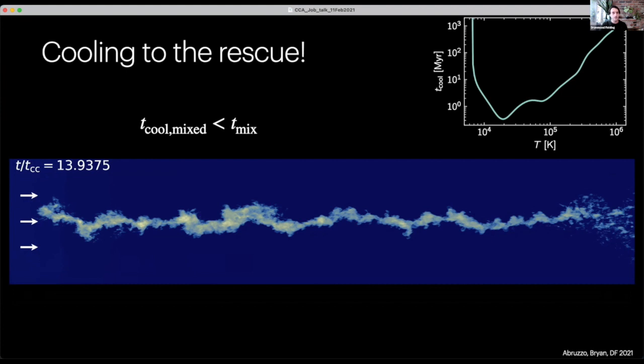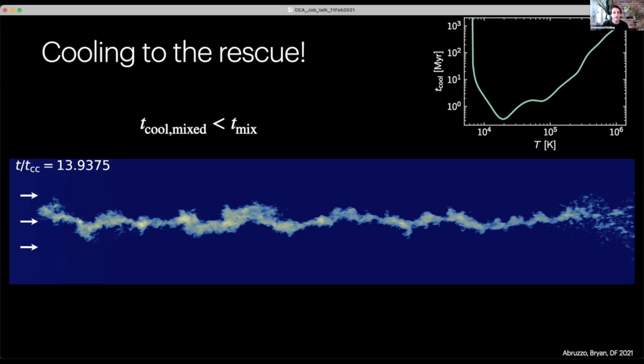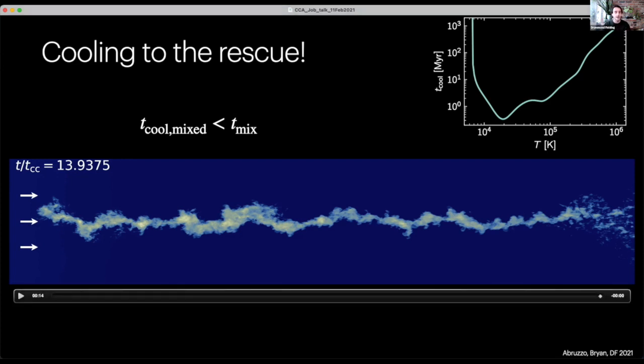But once you mix the two, right, what does this turbulent wake do? It mixes the hot stuff and the cold stuff, just like milk and coffee when you stir it. So by mixing the two, you populate this intermediate temperature regime, which cools like crazy. It cools almost 4 orders of magnitude more rapidly, at a fraction of a megayear. And so when that cooling time is faster than the mixing time, the cloud can grow.